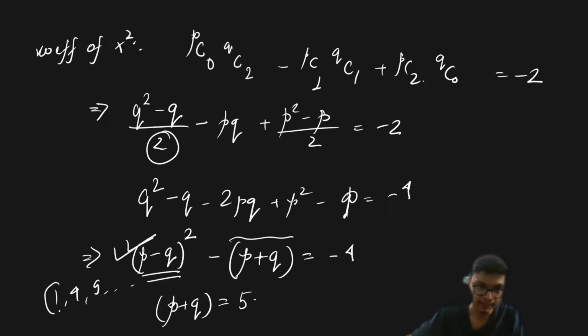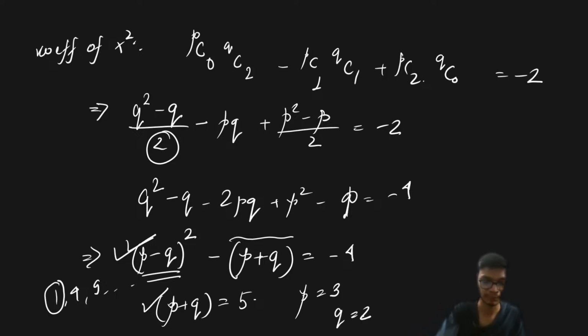So if I take p minus q whole square as 1, then p plus q is equal to 5. That is the part of the solution that I'm going to have, because I know this is going to be an integer, right? And p plus q cannot be equal to 0, therefore your only solution is when I take p minus q is equal to 1 and p plus q is equal to 5. So from here I'll have p is equal to 3 and q is equal to 2, right?